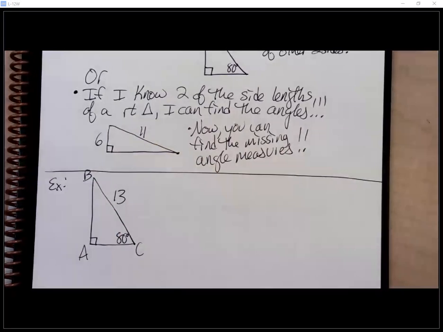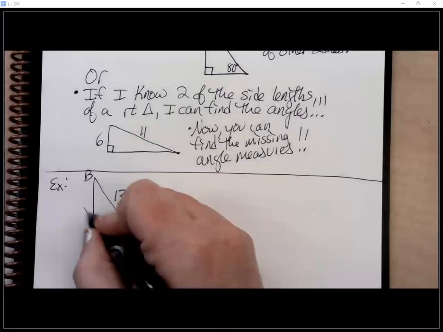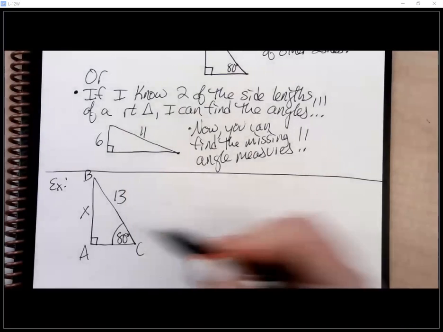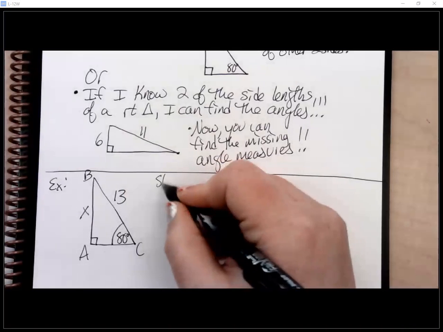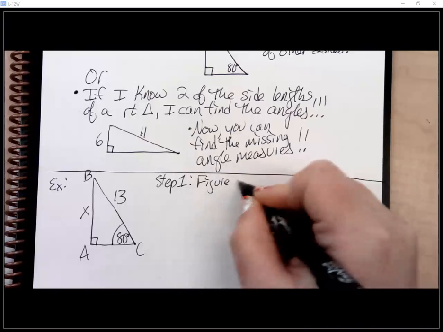So my claim is that there is a way that you can find the two other side lengths. You can only find them one at a time. Which one would you like to solve for? BA or AC? Okay, sure. So I'm going to call that one X. If I'm doing a problem like this, I'm going to give you some little step-by-steps here. So step one, figure out what ratio you need.